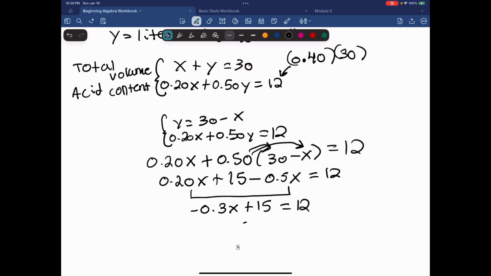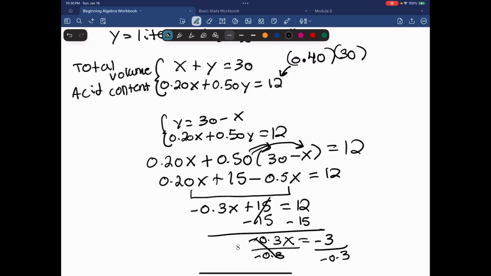And now to solve for x, I'm going to subtract 15 on both sides. So we get negative 0.3x equals 12 minus 15, which is negative 3. And then my last step to solve for x is to divide by negative 0.3 on both sides. And we get x equals positive 10.